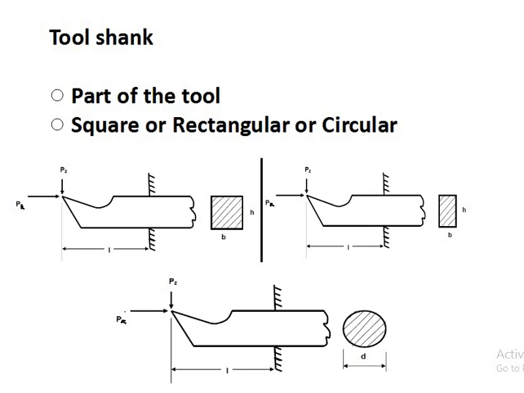The long tool shank of a single point cutting tool may be of square, rectangular or circular cross section. These are shown in the figure in this slide. So this is a square cross section, this is a rectangular cross section, and this is a circular cross section.